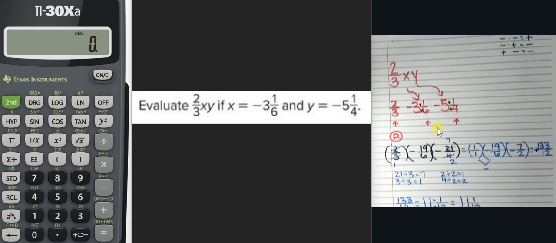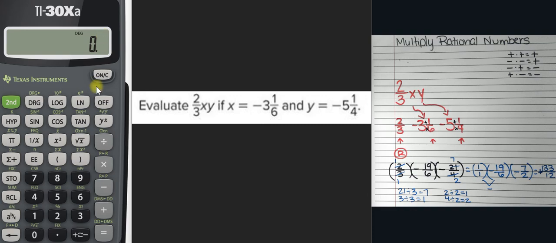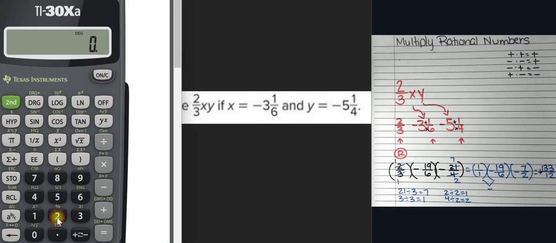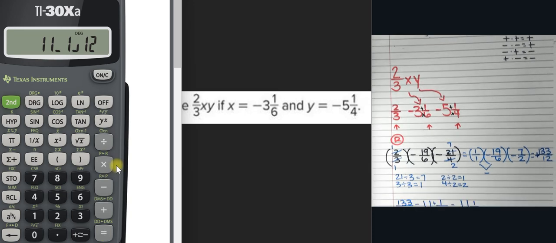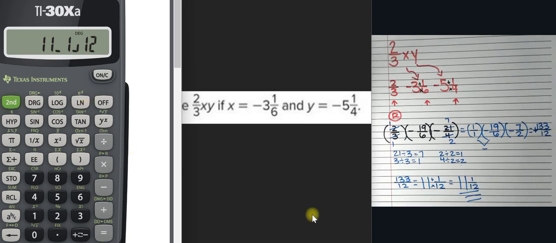In terms of our calculator, let's see what happens with our calculator. So you could plug in 2 ABC 3 times 3 ABC 1 ABC 6. And remember, that's a negative, so make sure you use the positive negative. And then we're going to multiply that by 5 ABC 1 ABC 4. And that's a negative. So make sure that you have that listed as a negative. And what do we get? We get 11 and 1/12, which is what we had when we manually did it.